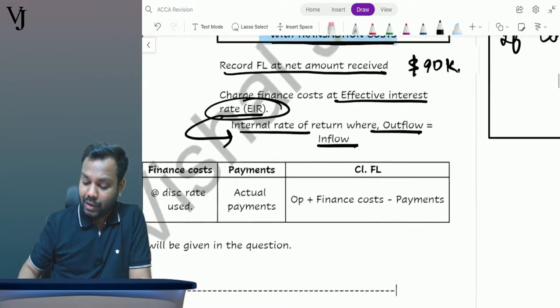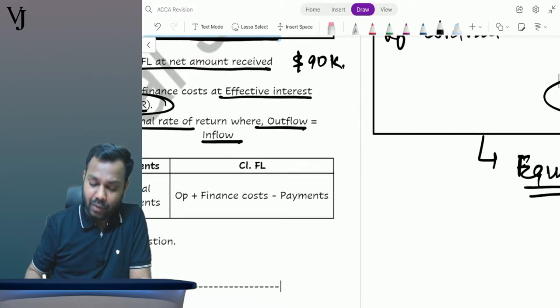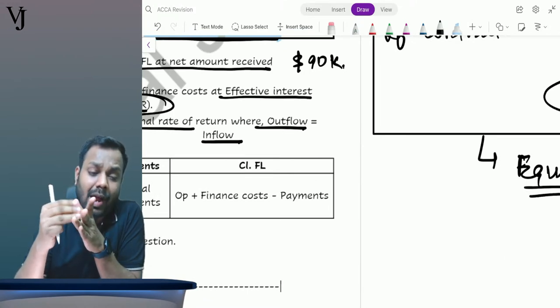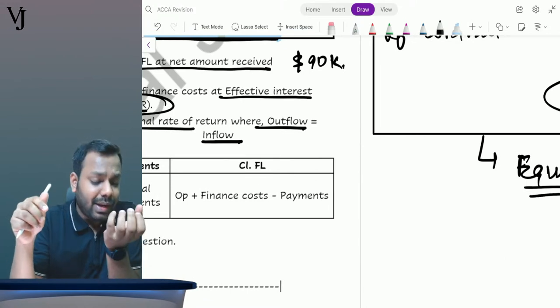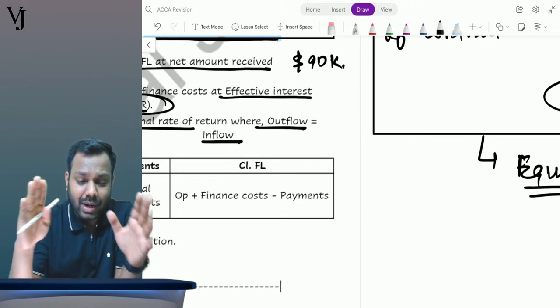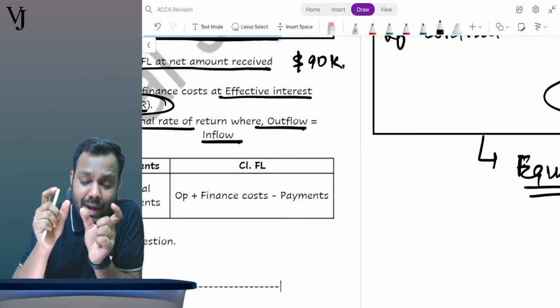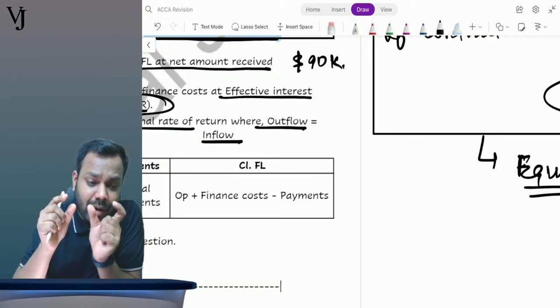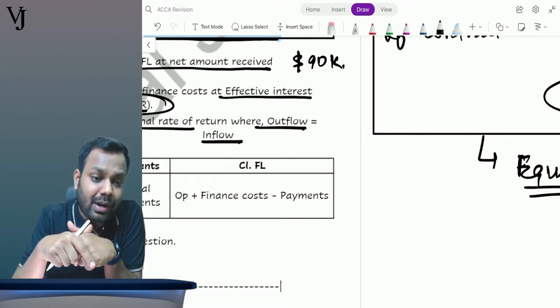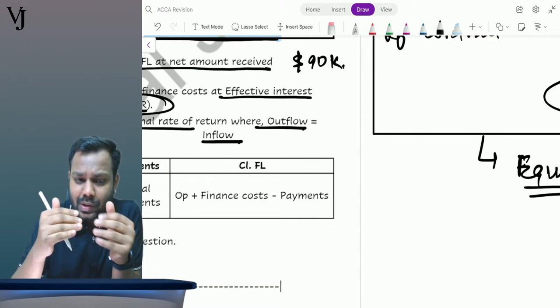What is the outflow? Tell me, what are the outflows for the next 3 years? 12k, 12k, 12k and 100k repayment of the loan. And what is the inflow? 90k that I received now. So when I calculate the internal rate of return between these inflows and outflows, that is called the effective interest rate. Don't worry, we'll take up a question on this and understand it further.